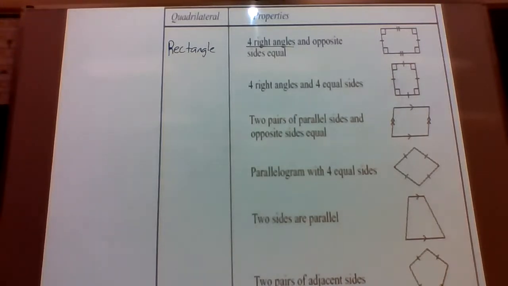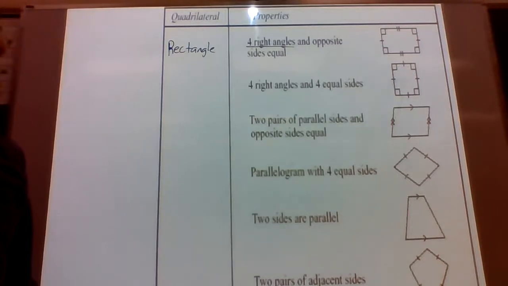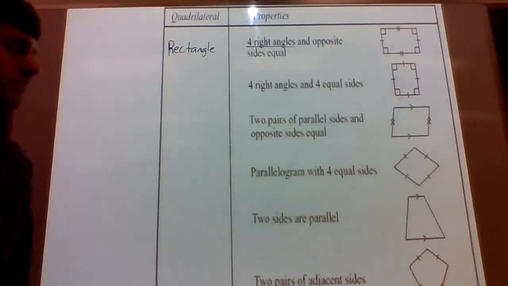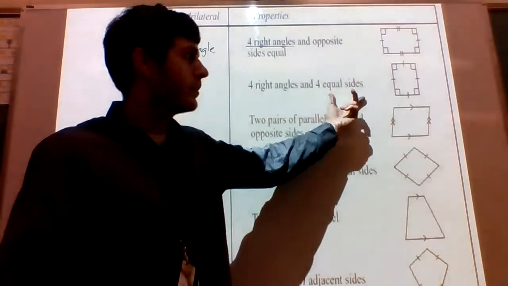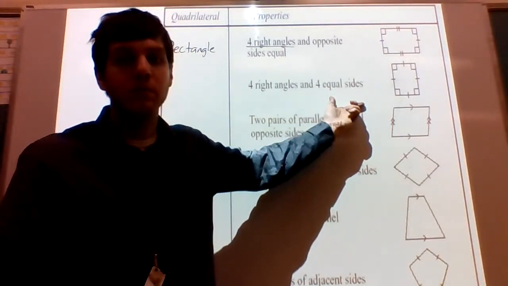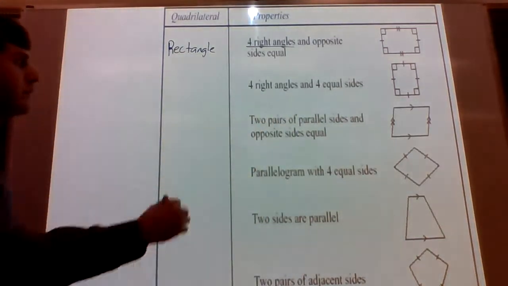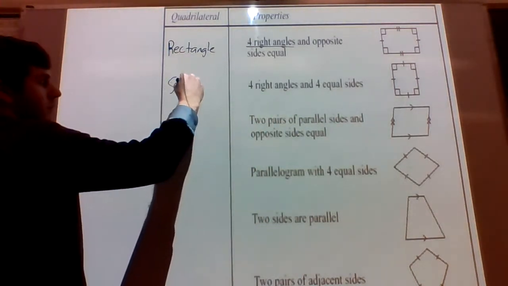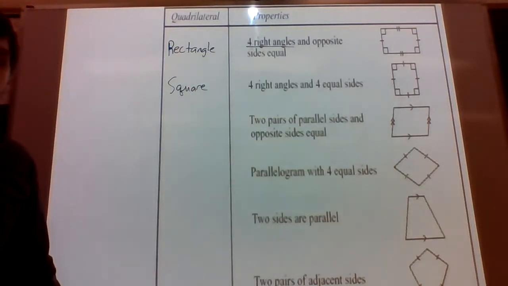4 right angles and 4 equal sides. It doesn't tell us the sides are parallel, but it's going to be a parallelogram. A parallelogram that has 4 right angles is a rectangle. A parallelogram that has 4 equal sides is a rhombus. So it's both a rhombus and a rectangle. It's going to be a square. So 4 right angles and 4 congruent sides, that's going to be a square.